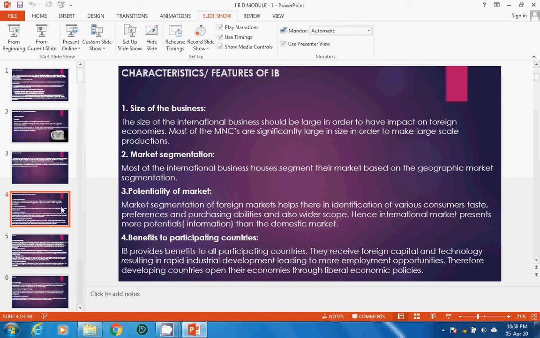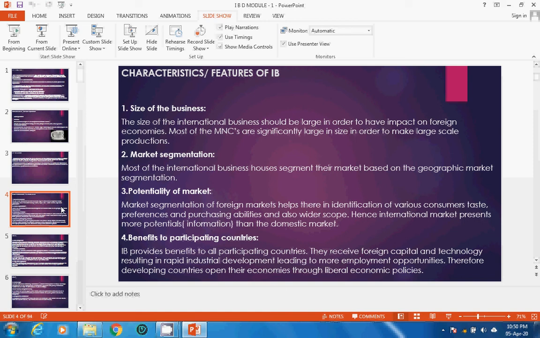Potentiality of market. Market segmentation of the foreign markets helps the business firms to identify the various consumers, their tastes and preferences, and purchasing abilities. Hence, international business houses have more potential than the domestic market.